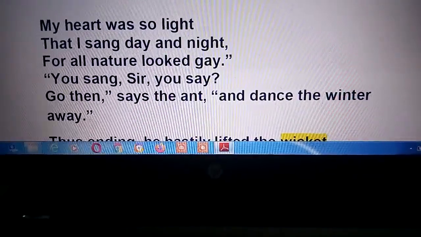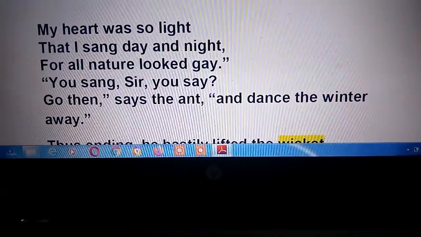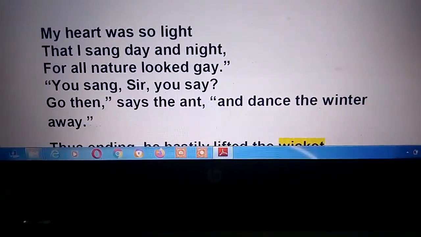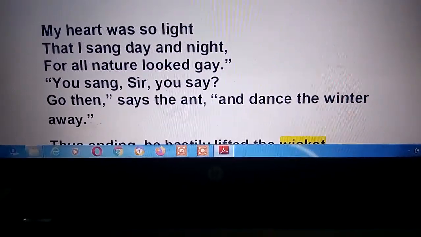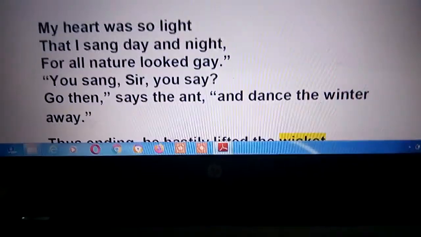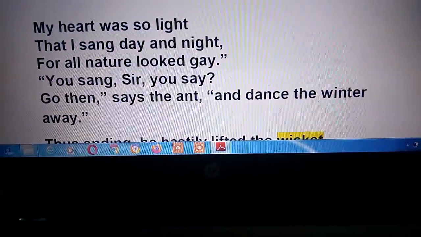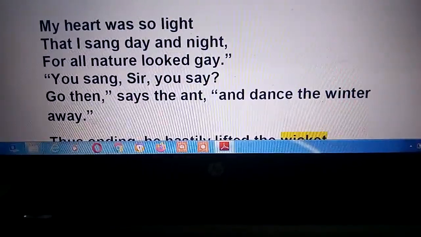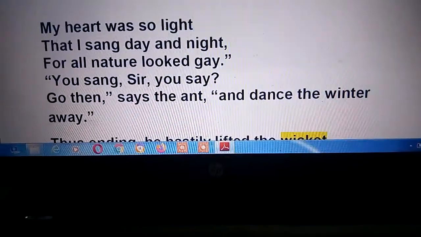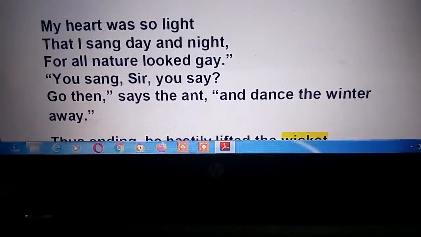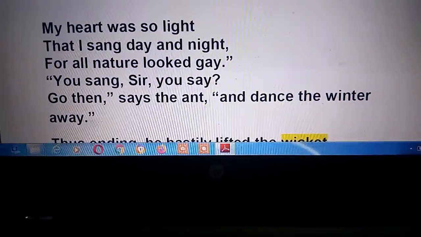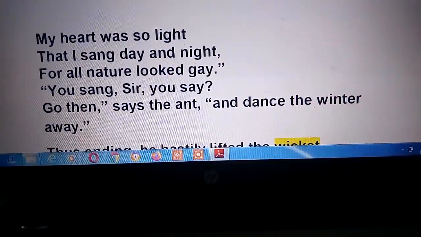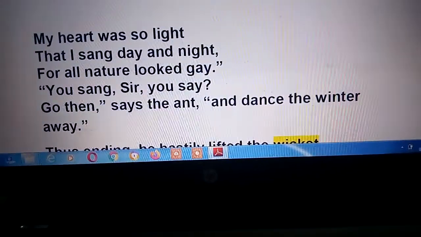You sang, sir, you say. So the ant is saying sir, again he is trying to be civilized and humble. That's why he uses the word sir. You sang, sir, giving respect. You sang, sir, you say. So you are telling me that you sang. So go then, now rebuking him, says the ant, and dance the winter away. So if you are able to sing during the warm days, now go and sing and dance.